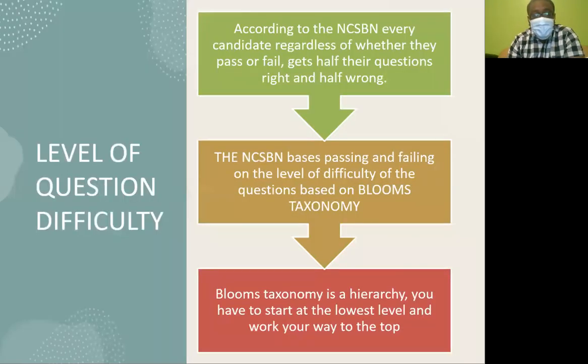So let's look at level of question difficulty. You know, every candidate, regardless of whether they pass or fail, gets half their questions right and half wrong. So for candidates who got 50% right and 50% wrong and still failed, here's how. The NCSBN bases passing and failing on the level of the questions based on Bloom's taxonomy. Bloom's taxonomy is actually a hierarchy. You have to start at the lowest level questions and work your way to the top, which is the more difficult questions.